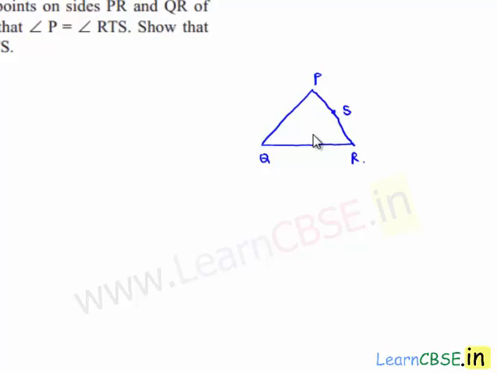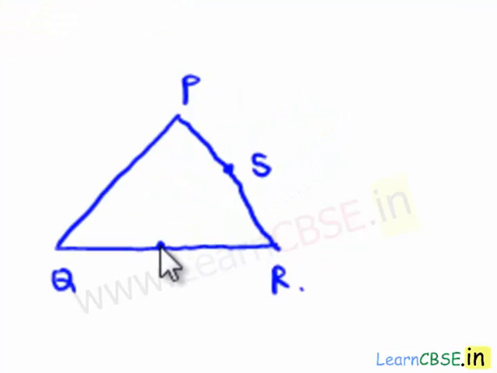Moving on to the fifth question. S and T are points on sides PR and QR of triangle PQR such that angle P is equal to angle RTS. Show that triangle RPQ is similar to triangle RTS. Now moving on to the solution. He says that there is a triangle PQR in which S is a point on PR, let it be here somewhere, and T is a point on QR.